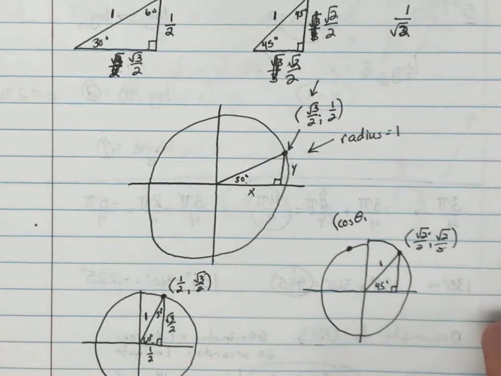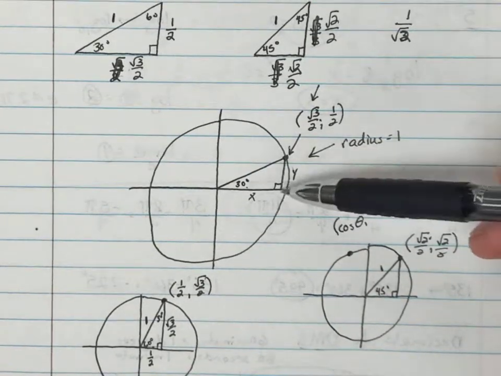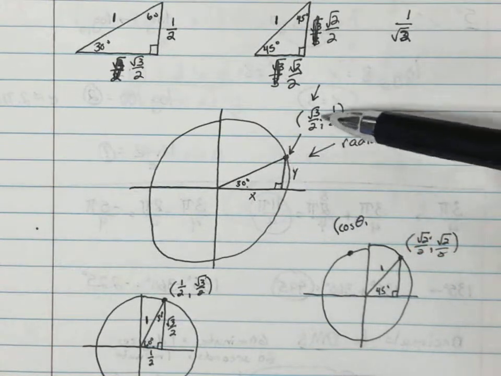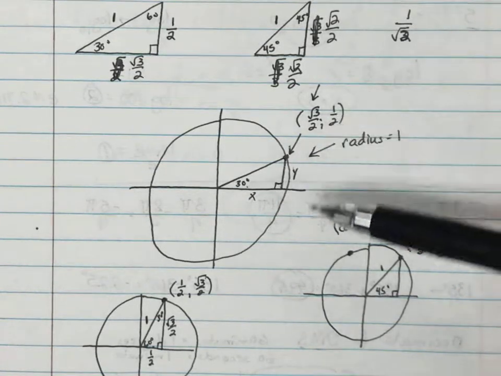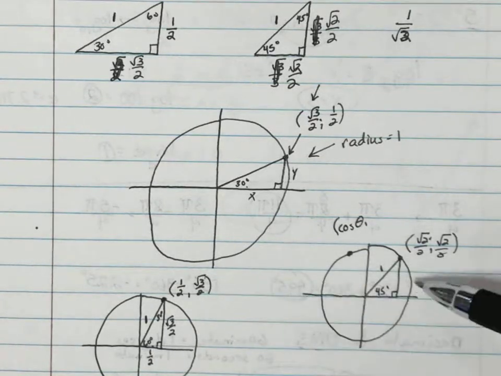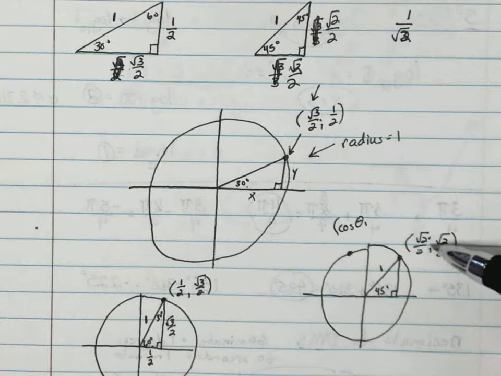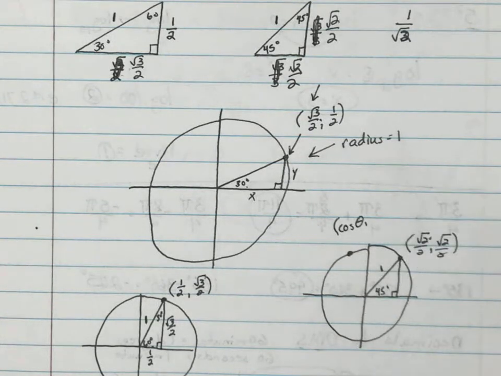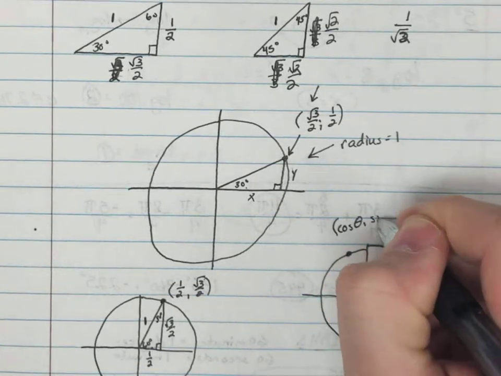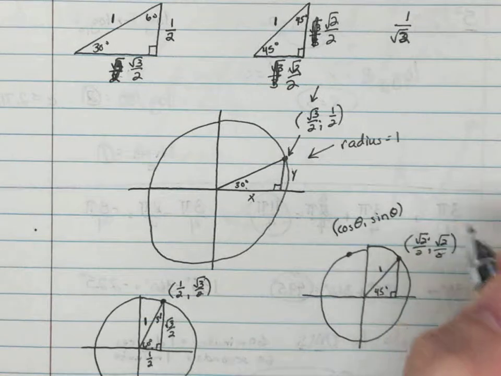The y value, let's look at the y value now. When you were dealing with a 30-degree angle, the y value was 1/2. When you were dealing with a 60-degree angle, the y value is root 3 over 2. When you're dealing with a 45-degree angle, the y value is root 2 over 2. When you're dealing with a unit circle, the y value of any point on that graph is equal to the sine of whatever angle you've got graphed.